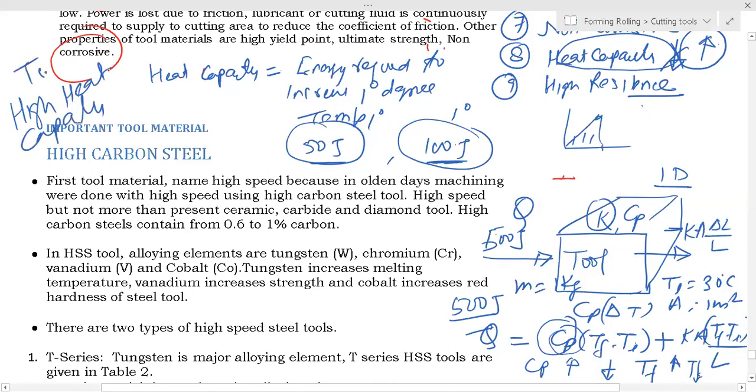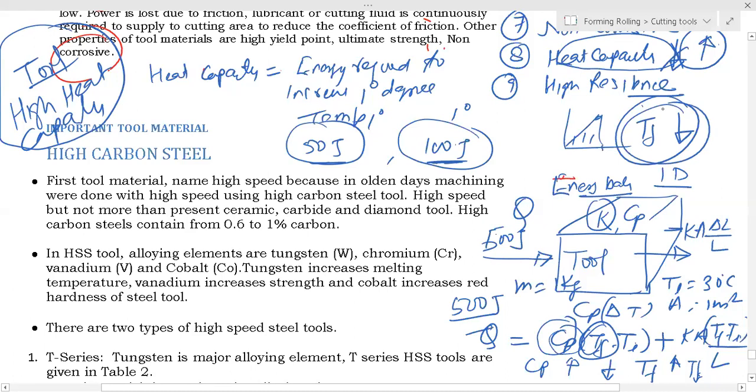Tool material must keep high heat capacity, because if it is not keeping high heat capacity, it will increase the temperature. I have given the simple energy balance, and you can check this T final. We want T final low, because temperature increases means all mechanical property decreases.